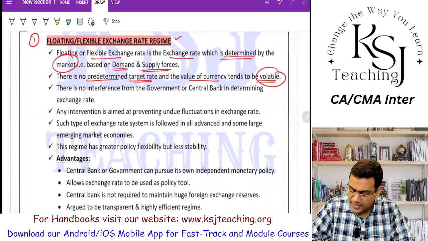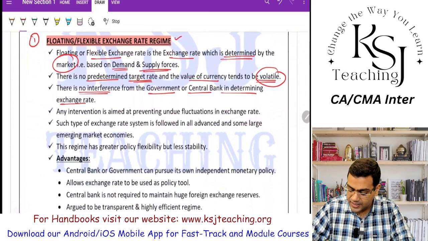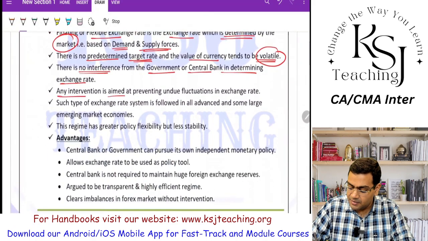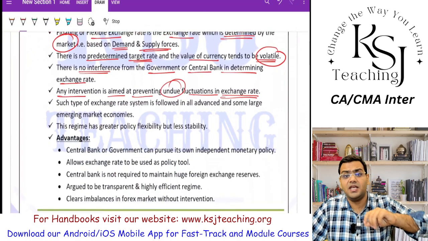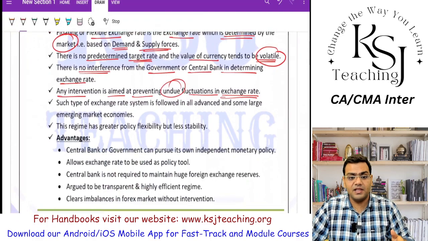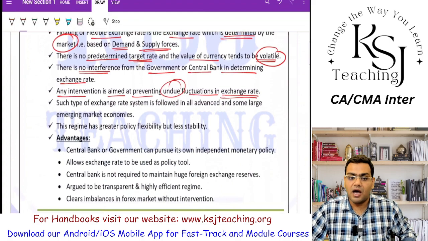There is no interference from the government or the central bank in determining the exchange rate. Any intervention is aimed at preventing undue fluctuations in the exchange rate. Otherwise the government or the central bank cannot intervene in this. But the intervention can be at a very acute stage, when they feel that this fluctuation in the exchange rate is quite unfair and undue, not required, but still the fluctuations are there. We need to control it. Okay.